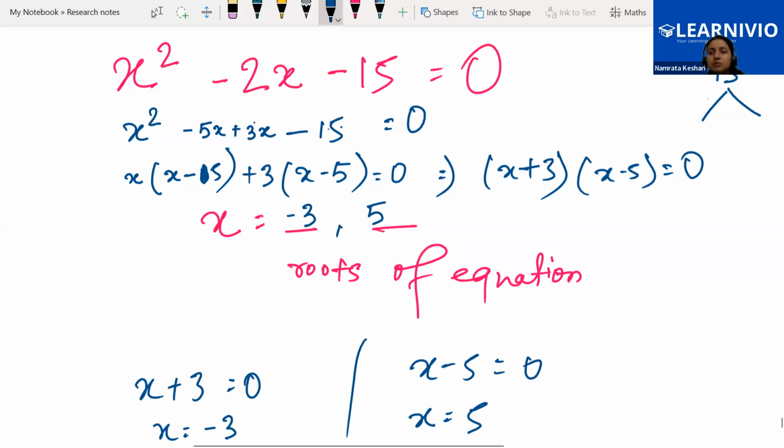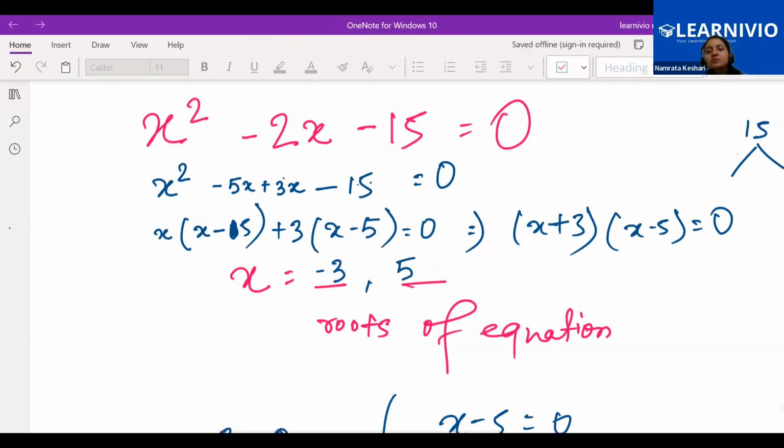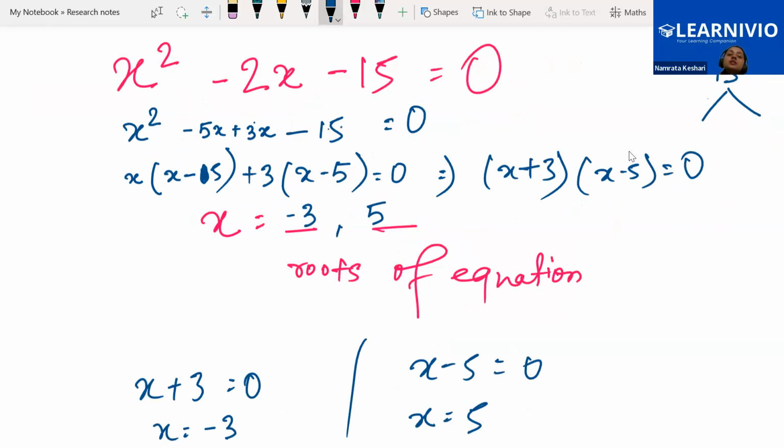Are you there? Can you hear me? Yes, ma'am. Are you getting it? x value will be minus 3 and 5. Abdul, are you getting it? Yes. Okay, so these are the two solutions of the given quadratic equation. These are the roots of the given quadratic equation. One of the roots is minus 3, another root is plus 5.